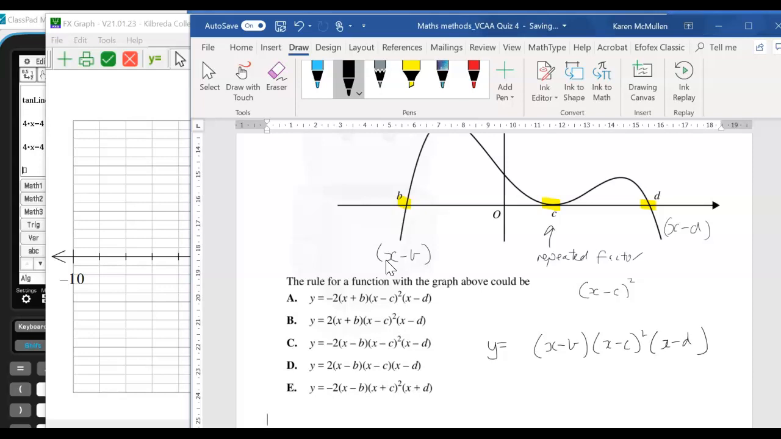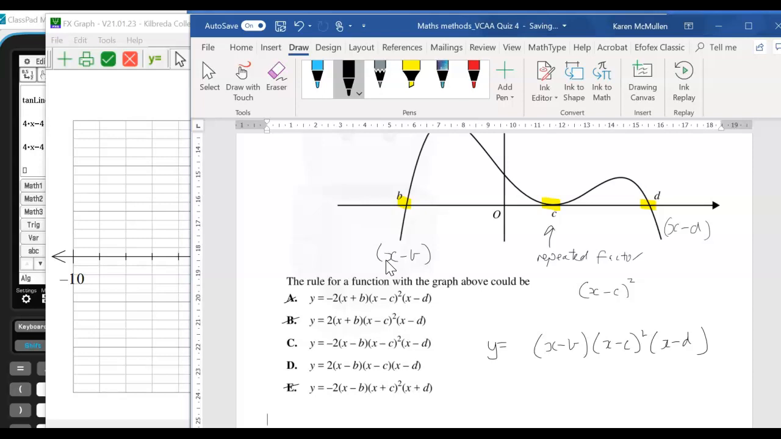All right, so looking at our responses, if we did a process of elimination, we want the x minus b. So it can't be a, can't be b. So we're looking at c, d, and e. Let's see if there's any other differences. E, you've got an x plus c, so it can't be that one. So we're choosing between c and d.